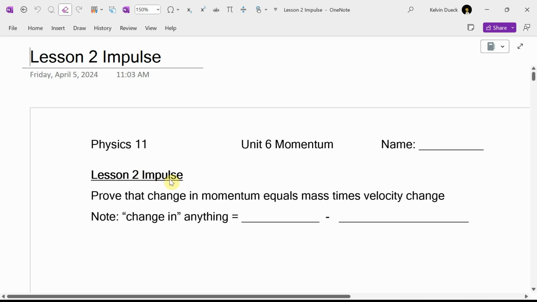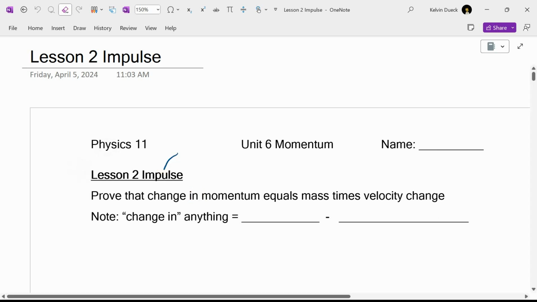Lesson 2. Ben, what's the title? Lesson 2 what? Impulse. My mom says I have impulse, Ben. She means something different. Impulse is actually a physics term. Don't write this next bit down. Look up. I'm going to write it out in English, and then we're going to abbreviate.